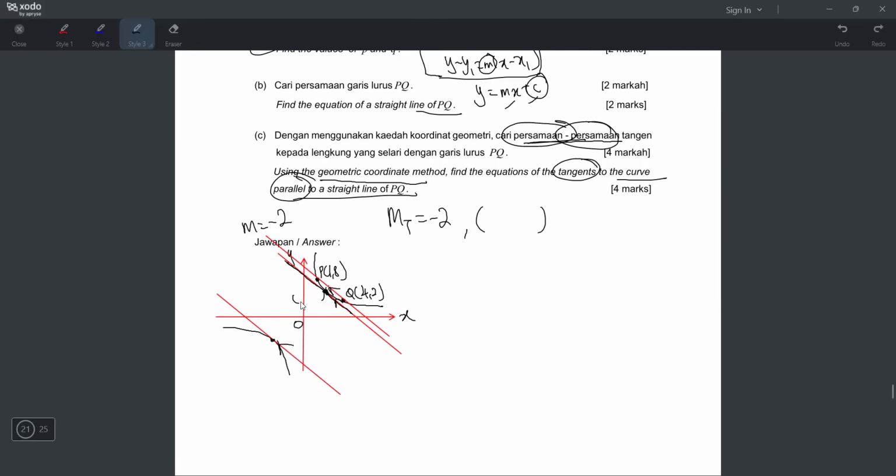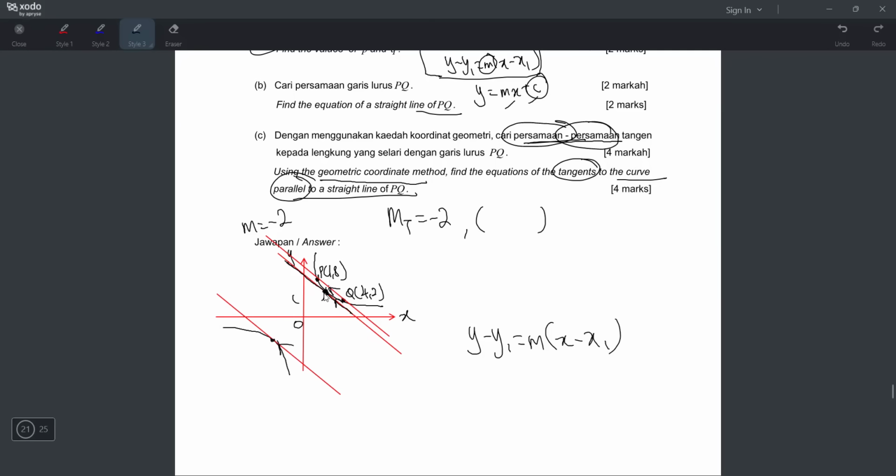I already know the gradient, right? Because later we have to use this formula: y minus y1 equals gradient times x minus x1. And in order to use this formula, we need to have the gradient, and not only that, we also need a point that it passes through. Okay, so definitely we cannot use point P and point Q because the tangent doesn't touch point P or point Q. So how?